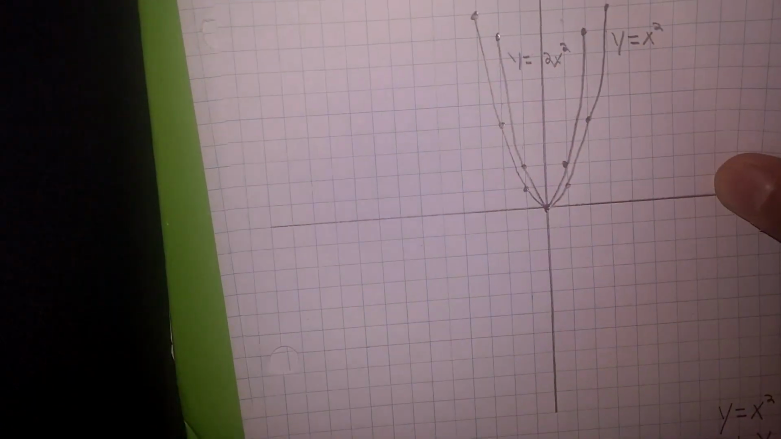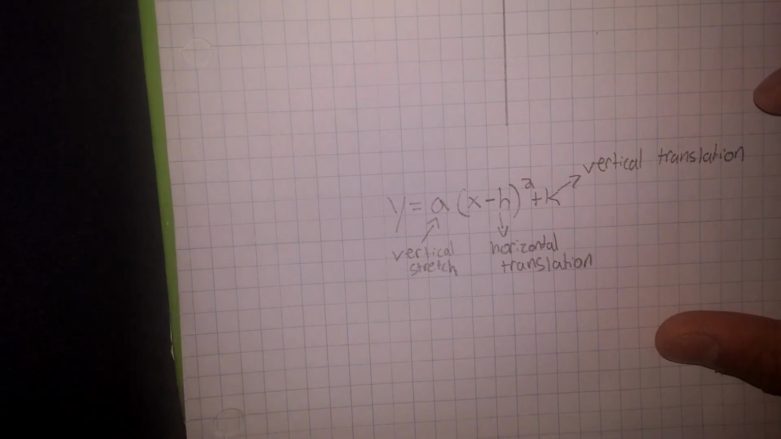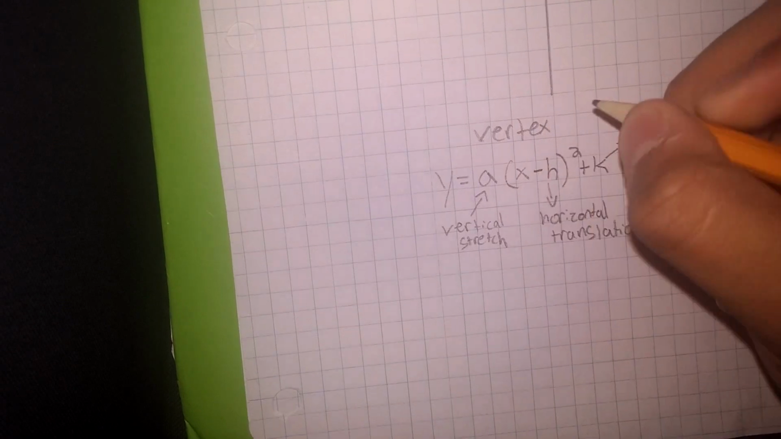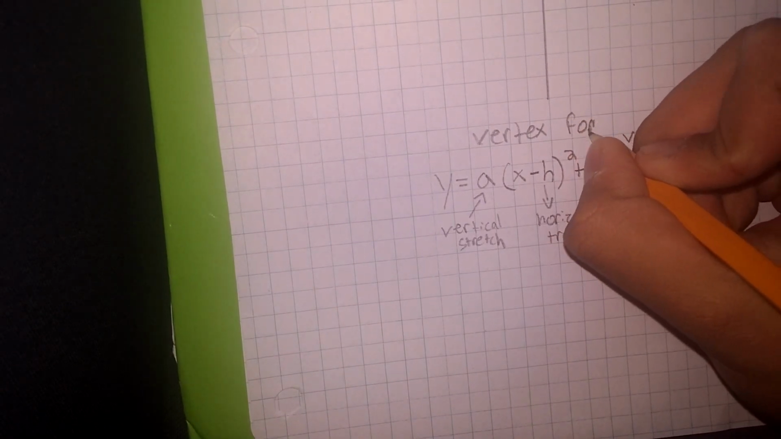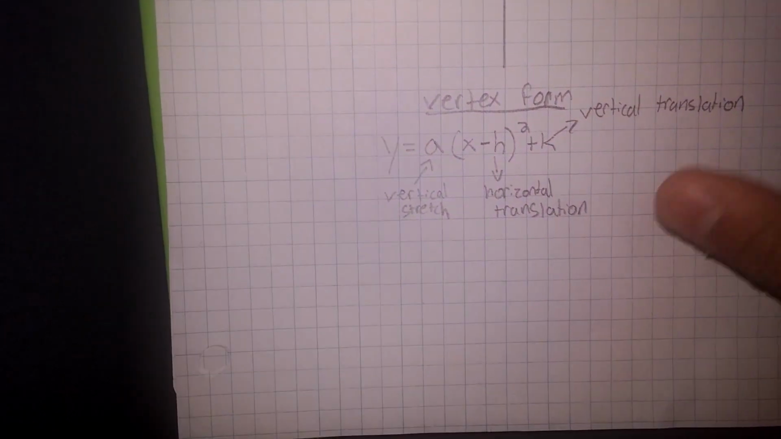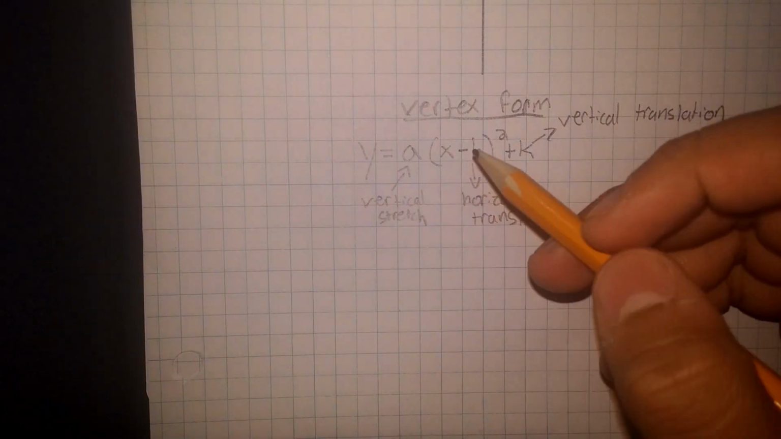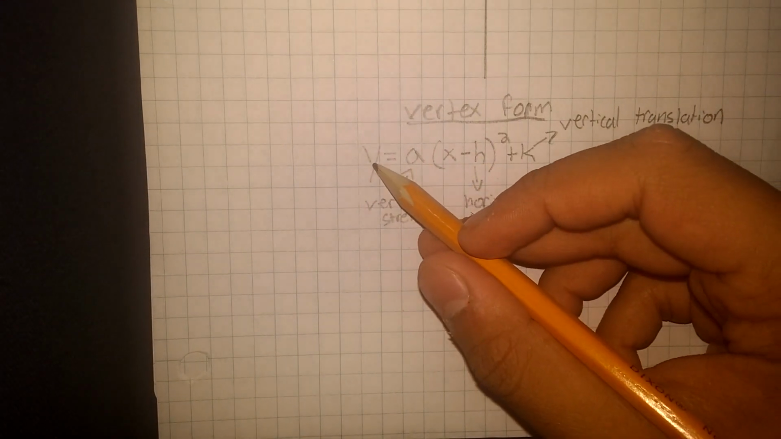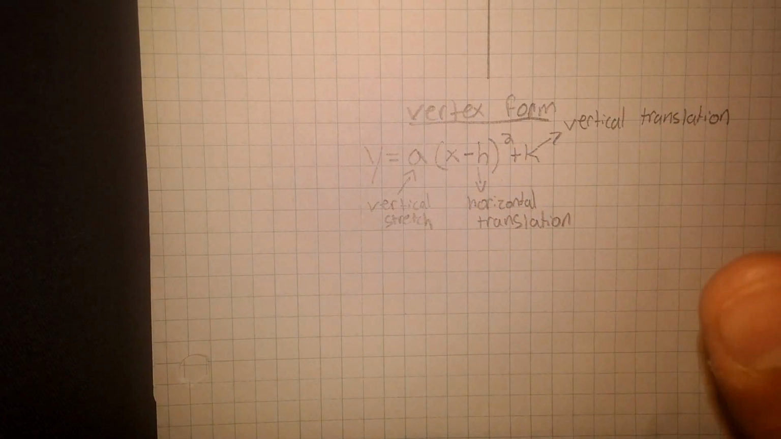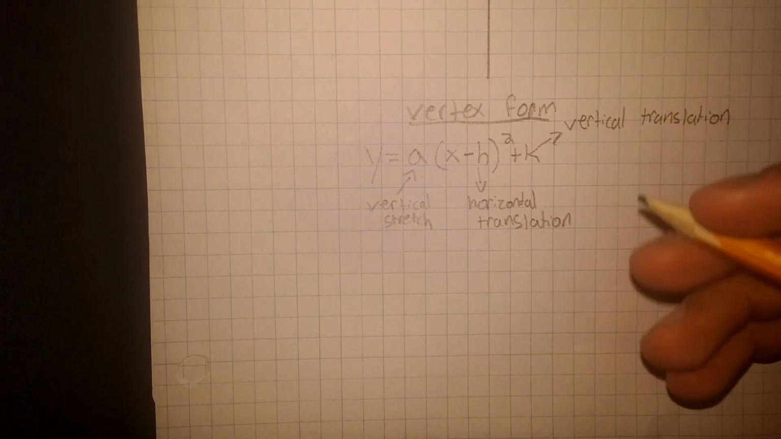So if we go on and flip to our next page, I wrote out something over here, and this is called the vertex form, which is on the website. If you need to learn more about it, which you should. But basically, vertex form is y equals a(x minus h) squared plus k. This all seems a little overwhelming right now, but let me decipher it.